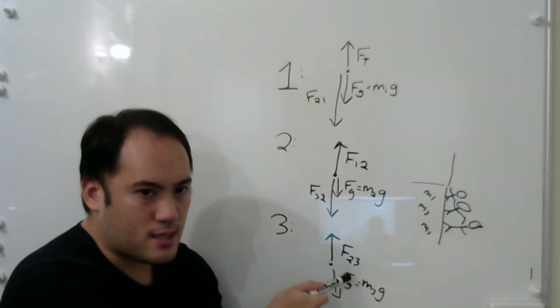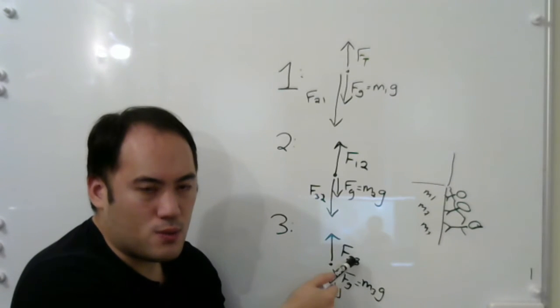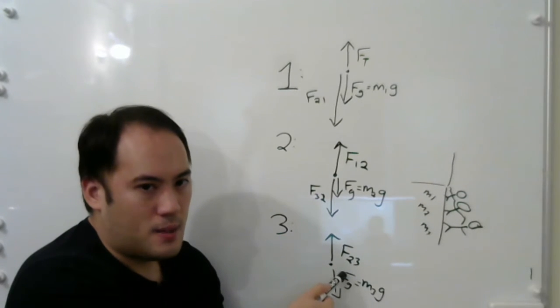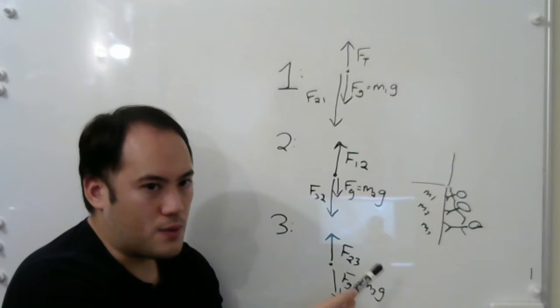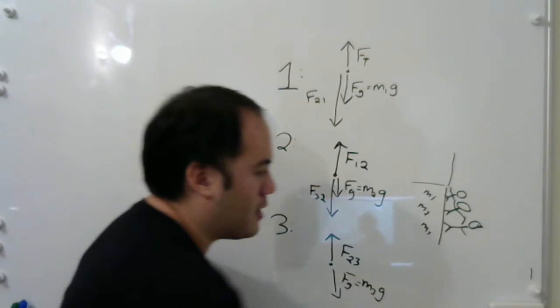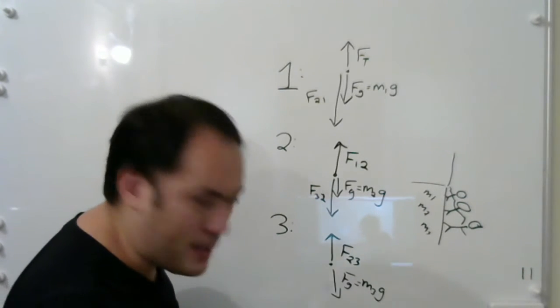What do you do next? We want to find FT. We can only find F2,3, the force from person 2 on person 3. What do we do next? Any ideas? Tell me one now.